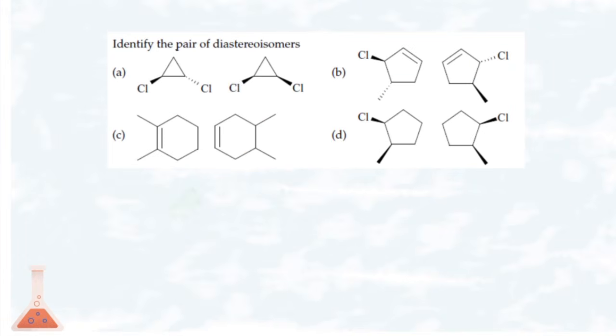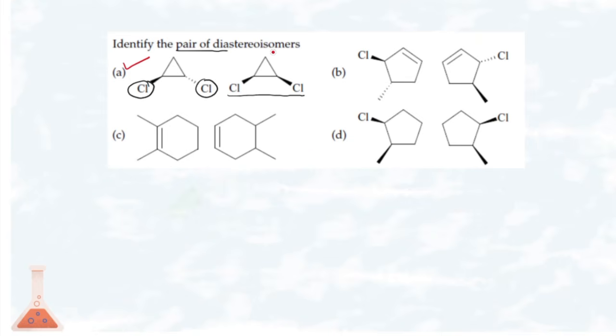In this question, you have to identify the pair of diastereomers. What are diastereomers? They are non-superimposable, non-mirror images with the same molecular formula and bond connectivity. Will this definition apply for the first set of molecules? Yes, because the bond connectivity is the same and you see that chlorine is above and chlorine is below here. And in this case, both of them are above. They are neither superimposable nor mirror images. Hence, these are diastereomers.